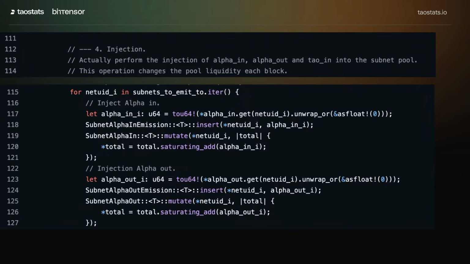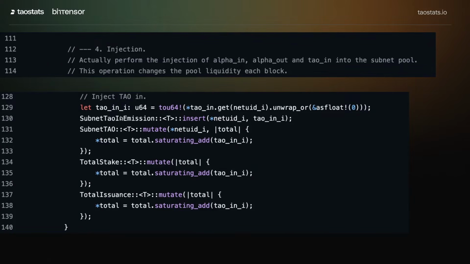So this is actually going to change the pool liquidity at each block. So when you inject the alpha in, we take the alpha in emission, and then we just add the alpha in to the total. We do the same thing with alpha out. We grab the alpha out emission, and we add that into the total. And then, as you might imagine, we do the same thing with tau in. We take the tau in emission, we add our new tau into the total.